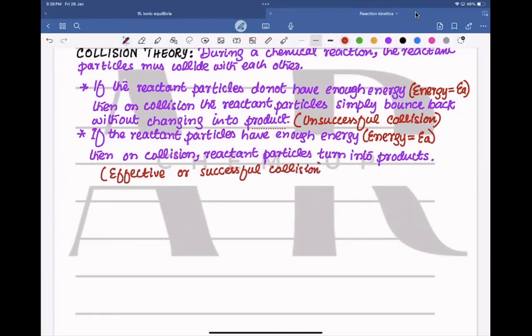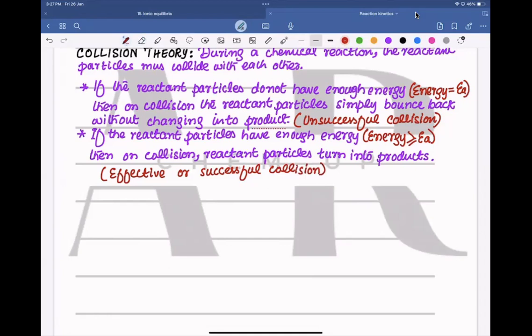सर एक्टिवेशन एनर्जी से ग्रेटर हो सकती है एनर्जी? Yes, obviously that is the minimum requirement. So in this case, it is either equal to or greater than. Enough energy is the activation energy. If the particles do not have that much energy, then they do not turn into product. But if the particles have that much energy or greater than that, in both cases they turn into product, and that is a successful collision. Is this clear? जी सर.